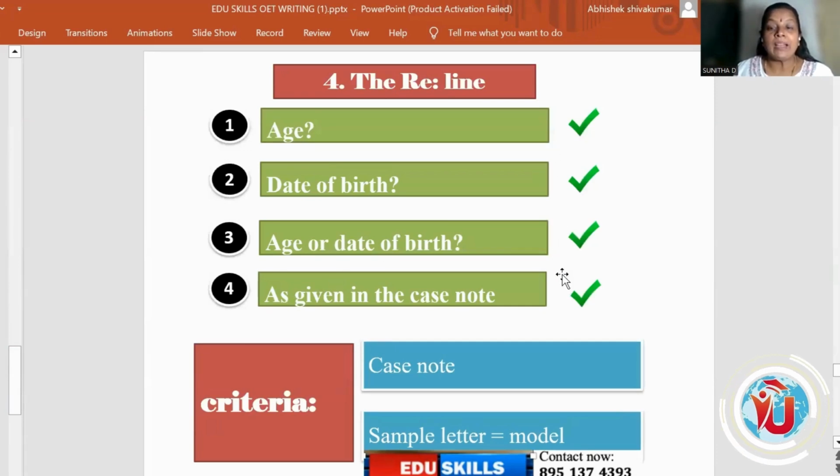These four formats are right. If only the age is given, you can just write the age. If the date of birth is there, it is better to write the date of birth. If both are there, always try to choose the date of birth first, but there is no need to calculate. If they give the age, you do not have to sit and count. It is time consuming and a waste of time. Try to write as given in the case notes. So: criteria, case notes, and sample letter for the example.